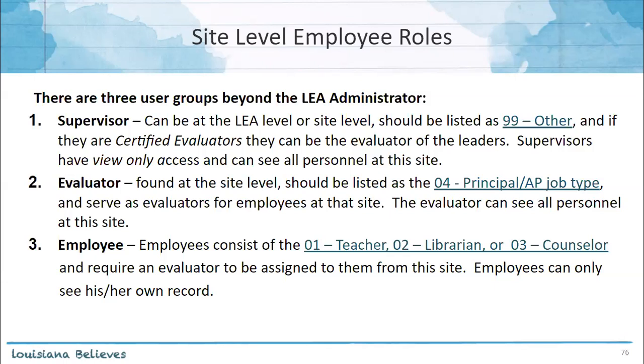They can only see their own information, and then they will be able to see their own record as they go from site to site.